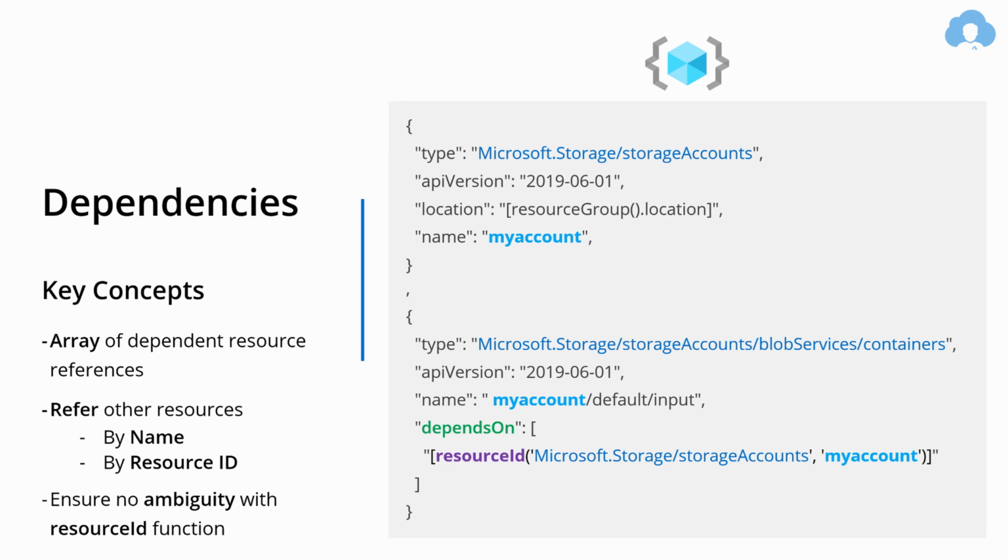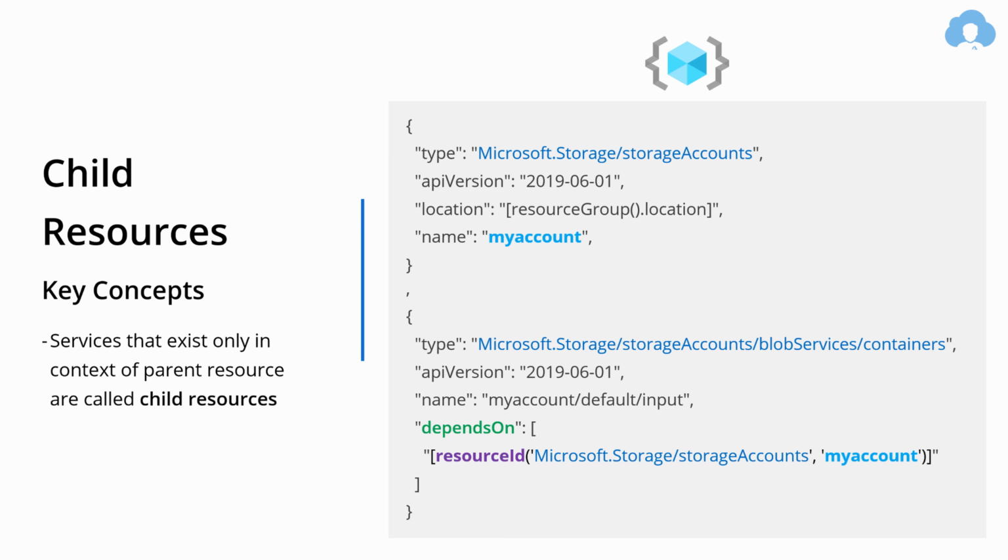This is very important if you would name multiple resources in a single template using the same name, but we're gonna get to that later on. Second of all, there's something called child resources. So you have this template which deploys a storage account and a container.